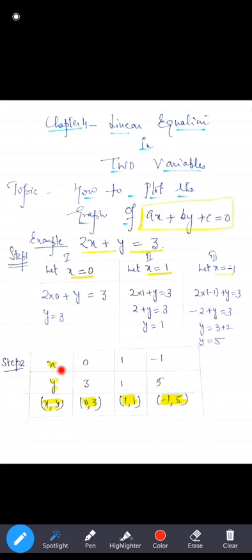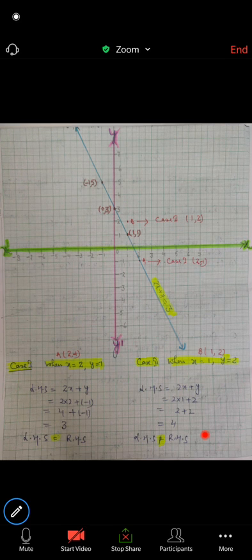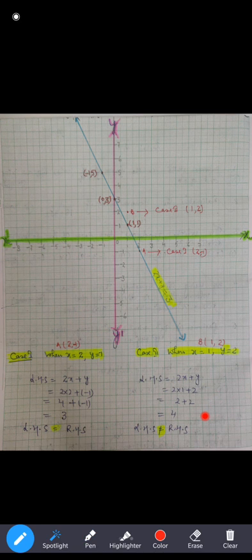Now in this table, put the values of x and y which you have found above. So now you will get three ordered pairs. First ordered pair 0, 3; then 1, 1; and minus 1, 5. Now plot the 3 points on the graph paper and join any 2 points by a straight line. Now to check the correctness of the graph, see that the third point also lies on the line.